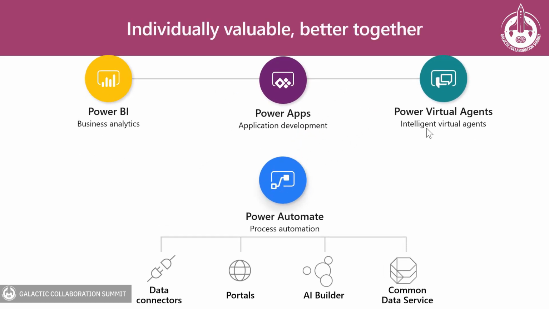So, for example, you could call a Power Automate from an alert in Power BI, or you could call a Power Automate from Power Apps and even return the data to Power Apps. Or you could even call a Power Automate from Power Virtual Agents during a chat. So they're well integrated together.